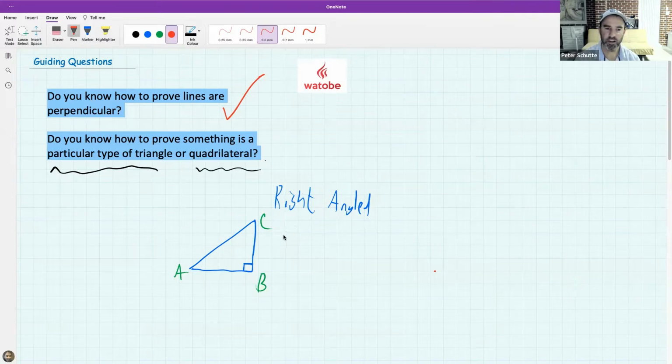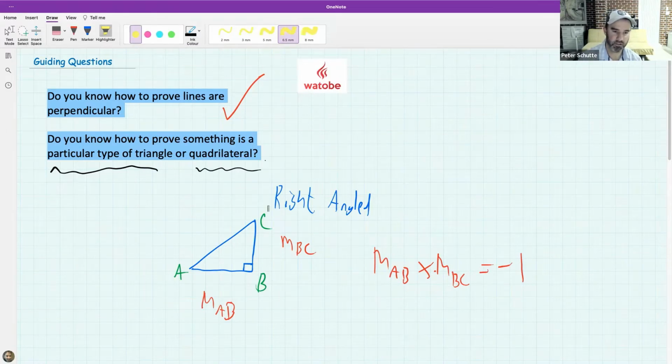What process? If I found the, yes, well done. If you find the gradient of BC and you find the gradient of AB, and when you multiply them together, you get -1. Well, what you've shown is that those two lines, so like there's one and there's another, you've shown that they must meet at 90.